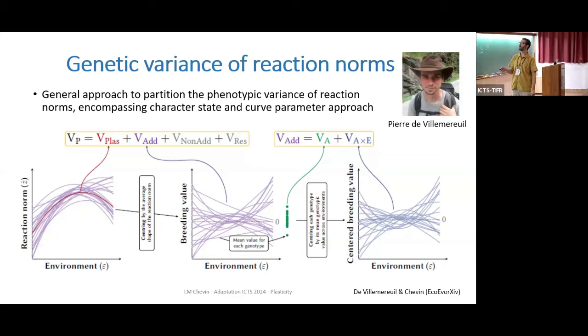Then when you remove that, you're left with the genetic component, which you can decompose as usual into additive and non-additive. But here, part of the non-additivity comes from the non-additivity of reaction norms, actually. And then I'll explain later what I mean by that. Then you can decompose this further. The usual additive variance would be like if you take for each genotype its mean across environments and you take the variance of that. But then you have this additive by environment interaction.